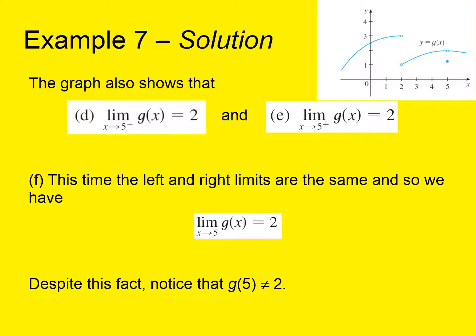Despite this fact, notice that g of 5 is not equal to 2. g of 5 is 1, or something slightly greater than 1. But it doesn't matter. The limit as x approaches 5 of g of x equals 2.